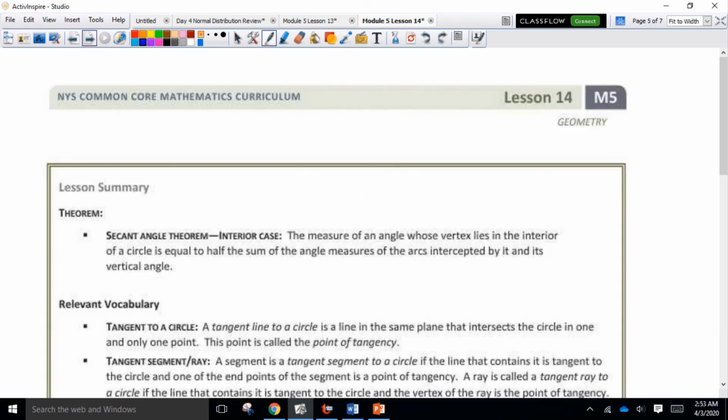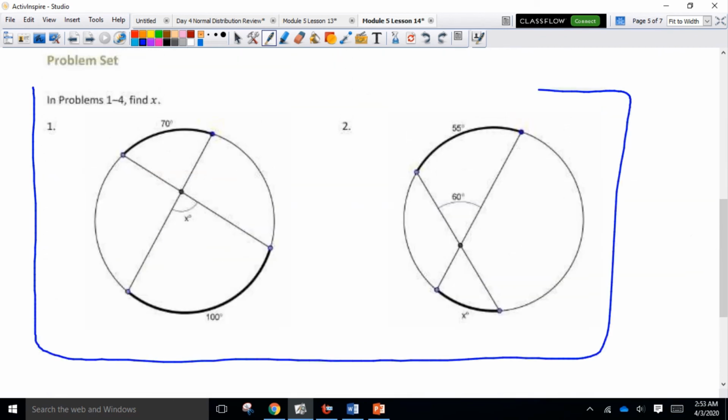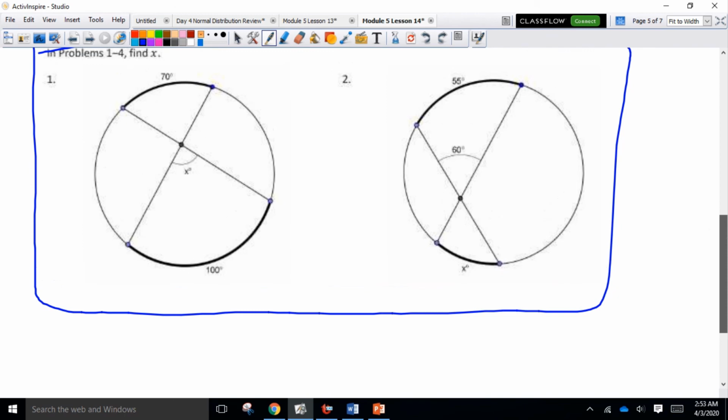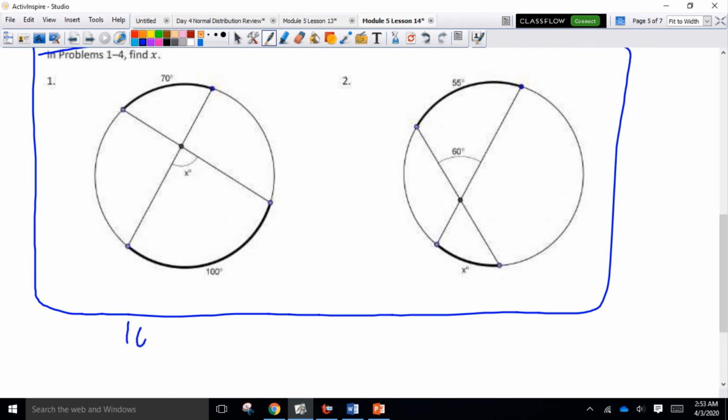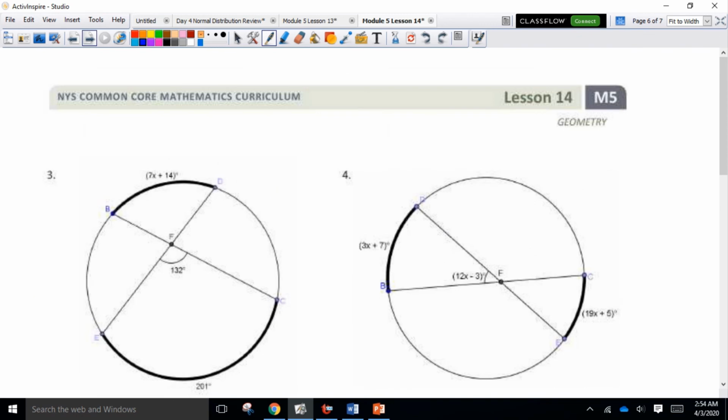If you want to do any more practice, these couple problems are pretty straightforward and easy. 1, 2, 3, and 4 on the next page. Right? We can set these up if you want. We would do 100 plus 70 divided by 2 to get x. Here we would do 55 plus x divided by 2 to get 60. Solve those equations, figure out what x is. These two are also pretty straightforward, right?